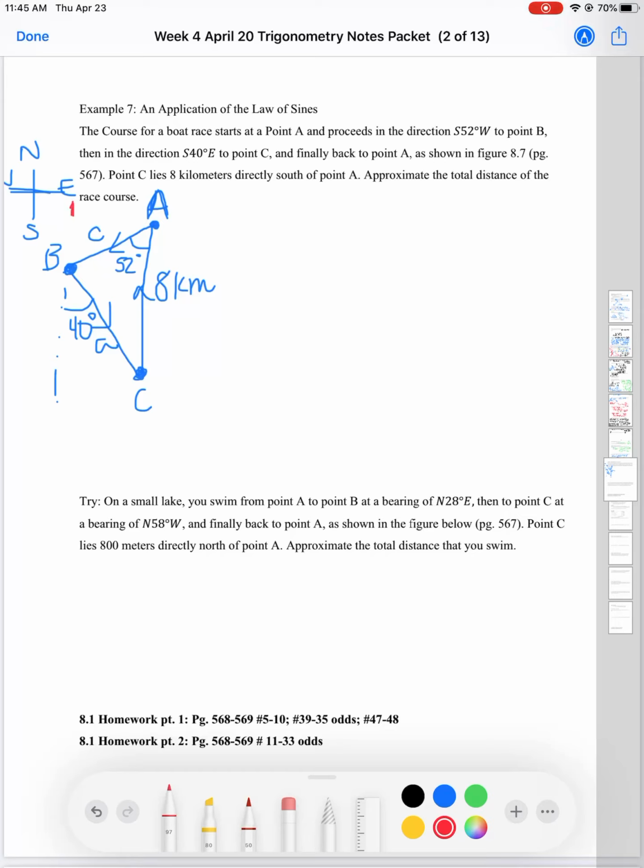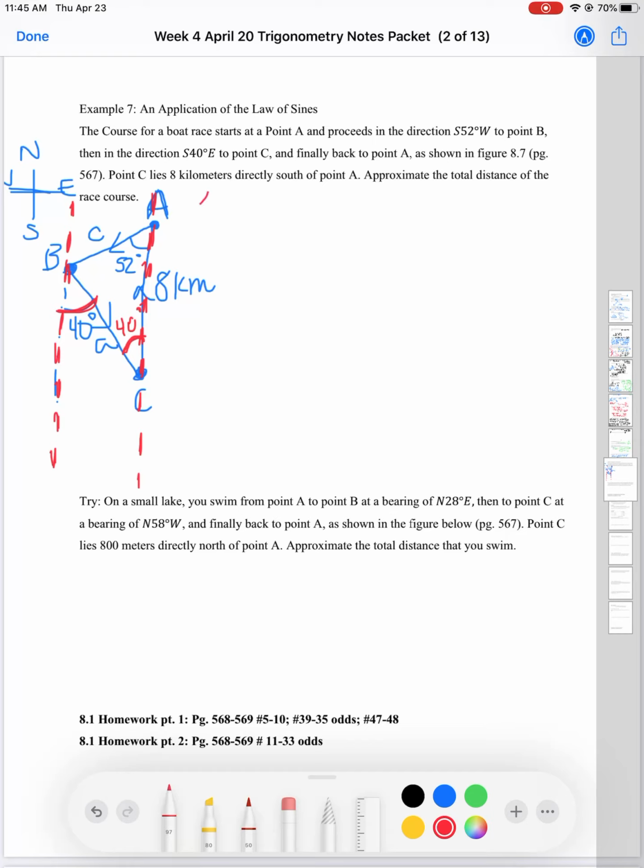Okay, that's quite obvious. So to do that, we need to realize, and this might not have been obvious, that this line right here, this north-south line, is parallel to this north-south line, which means that this 40-degree angle is congruent to this angle right here. So angle C is also 40 degrees.